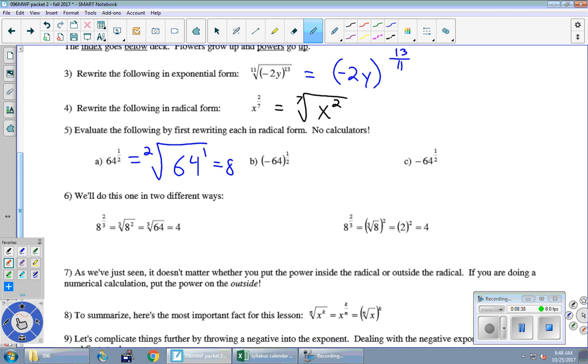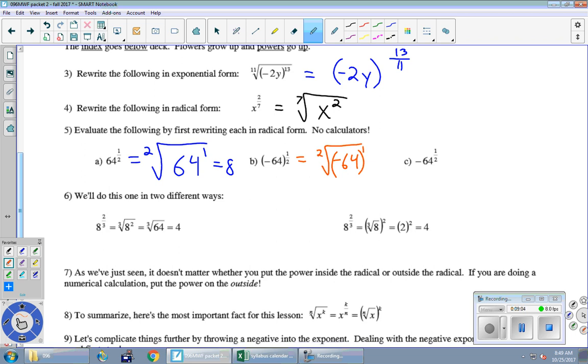Negative 64 to the 1/2. Again, I see a fraction power, so I write a radical. What number goes inside the radical? Negative 64 in parentheses, just like it was at the start. That's important. Okay, where does the 2 go? That's the index in the front, and the 1 is the power, okay?